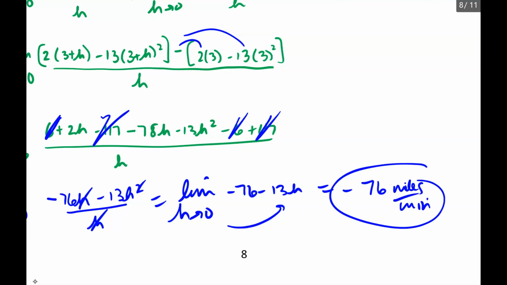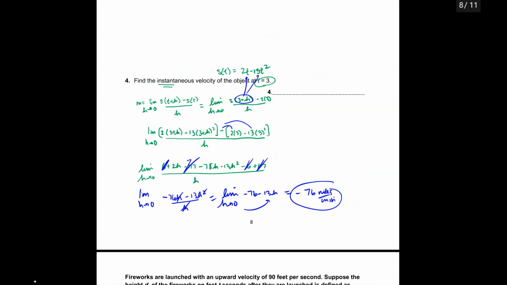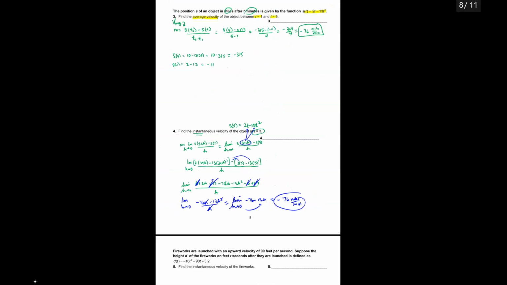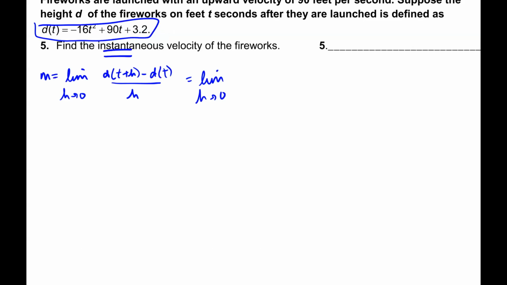So coincidentally, it turns out the average velocity between 1 and 5 seconds is the exact velocity at 3 seconds. Crazy. Fireworks are launched at upward velocity 90 feet per second. Suppose the height of the fireworks after they're launched is this. We want to find the instantaneous velocity of the fireworks. Instantaneous means we're going to be using our equation with limit. All right, so here is our instantaneous velocity.